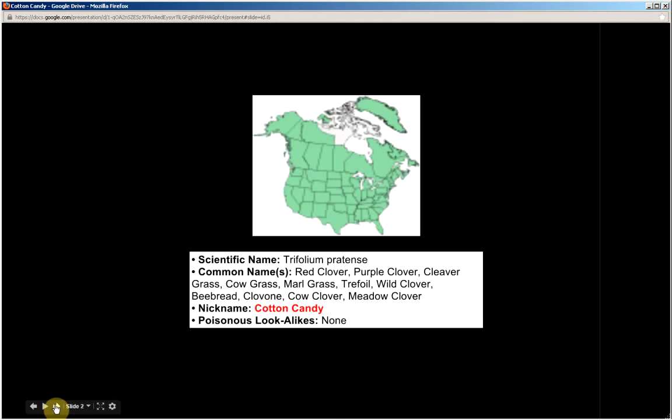Trifolium pratense. Nickname for this plant is cotton candy. This is part 1, and in part 2, I'll be sharing a mnemonic or memory technique to help you commit to memory the most distinguishing characteristics of this plant for identifying purposes. Be sure to watch all of part 1 so that part 2 is more understandable.